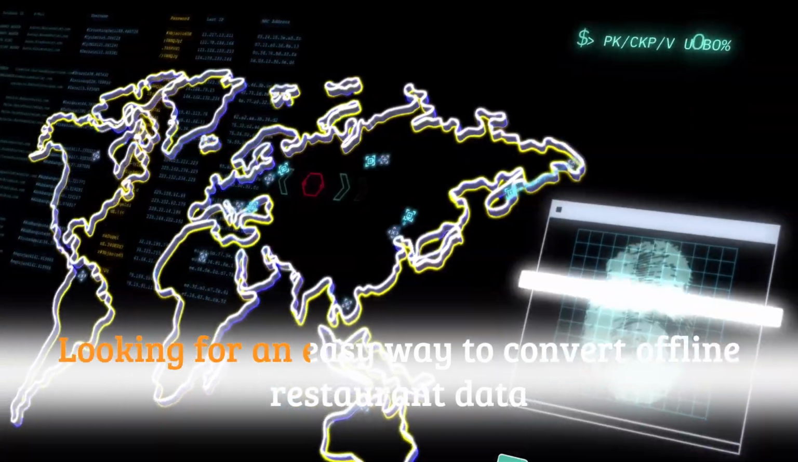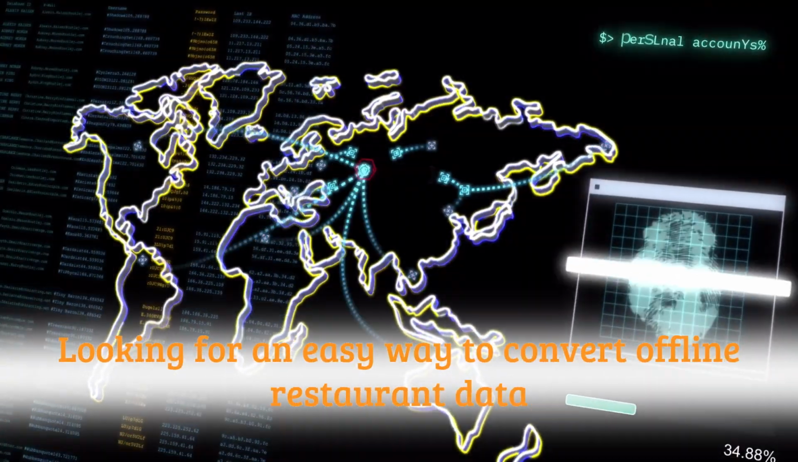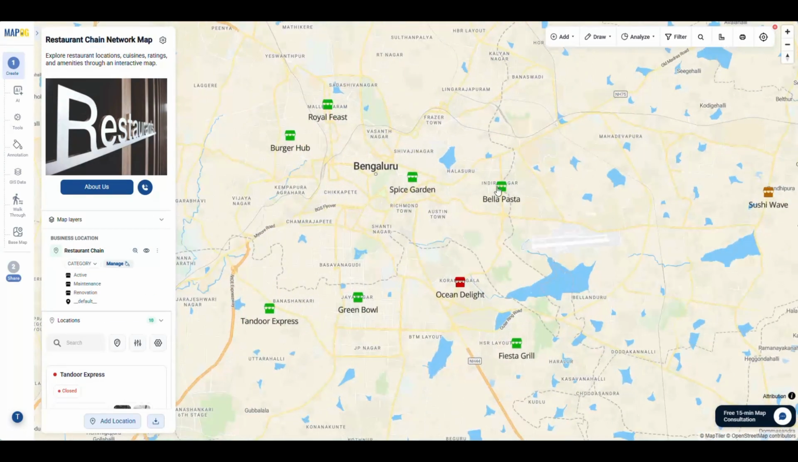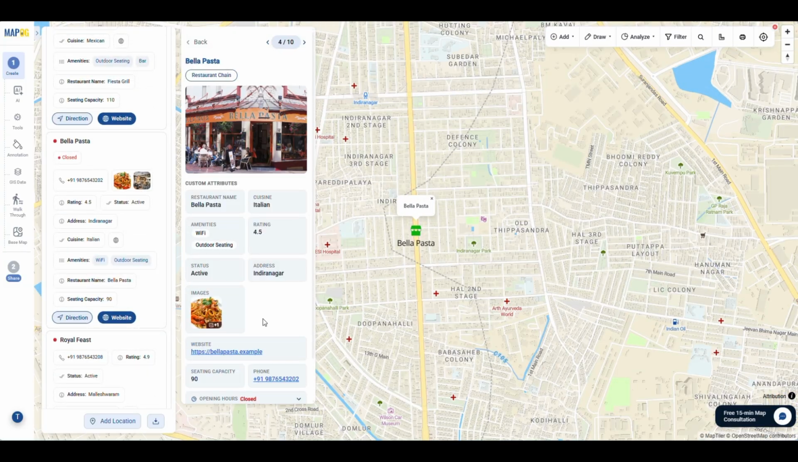Looking for an easy way to convert offline restaurant data into an interactive online map? With MAPOG, you can build a fully interactive store mapper without writing code or using complex GIS software.